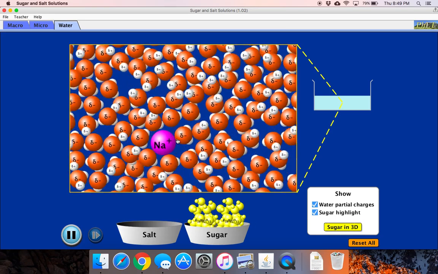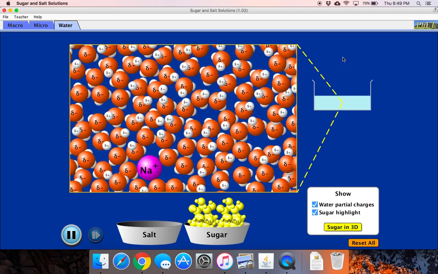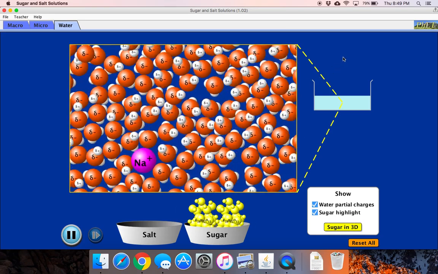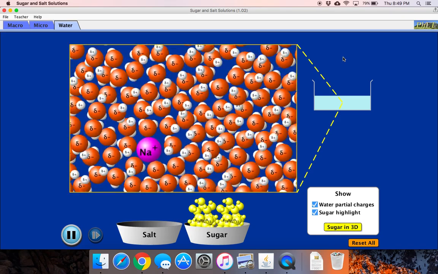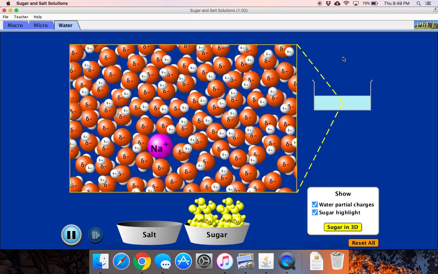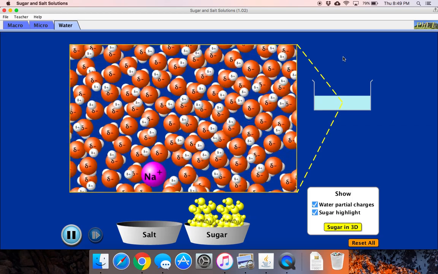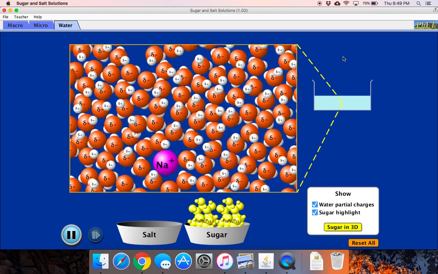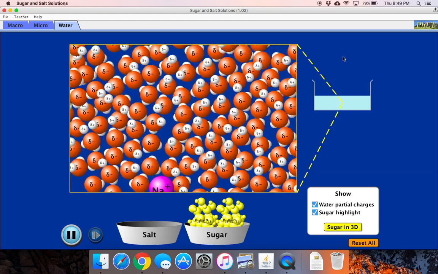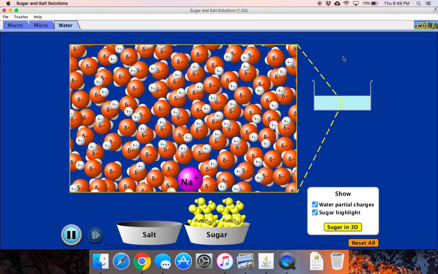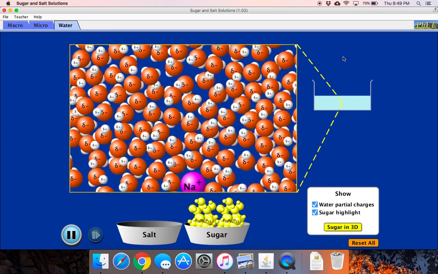Hopefully this has been instructive. It gives you a nice visual of what happens, so you can understand what dissolving means when it comes to an ionic compound, what dissolving means when it comes to a covalent compound, and how you can change concentrations as well.